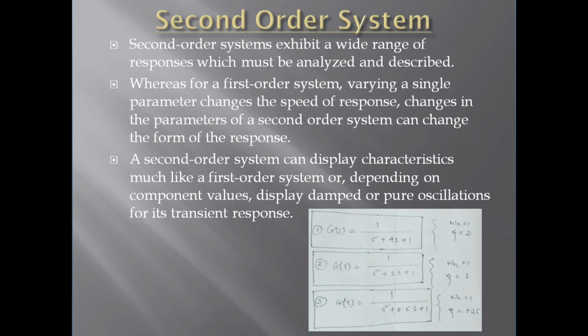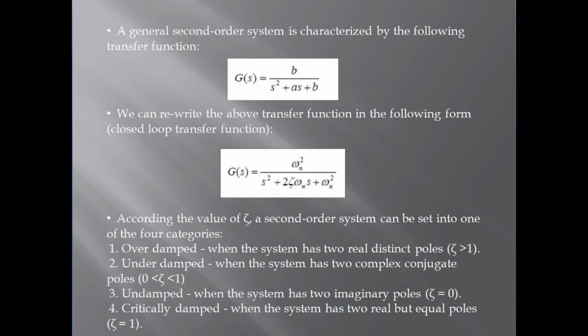Next, see, here is a generalized second order system which is denoted as G of S equal to B upon S square plus AS plus B. It is a general transfer function for a second order system. So from this we can rewrite the above transfer function in the following form, in terms of closed loop transfer function, which is nothing but omega n square upon S square plus twice zeta omega n into S plus omega n square. So we can directly correlate these two.